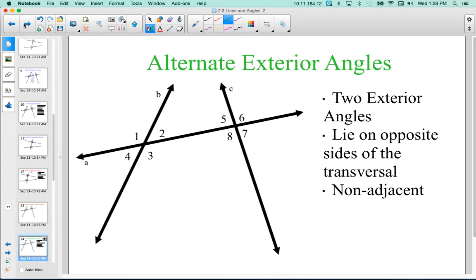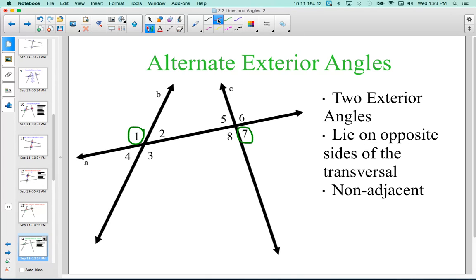Alternate exterior angles, same idea, except now we're talking about two exterior angles lying on opposite sides of a transversal and non-adjacent. So again, they can't be next to each other. Even though 1 and 4 are exterior angles, they cannot be the alternate exterior because they're adjacent to one another. So if I say angle 1, I've got to go all the way over here to angle 7 to get the alternate exterior angle pair with 1.